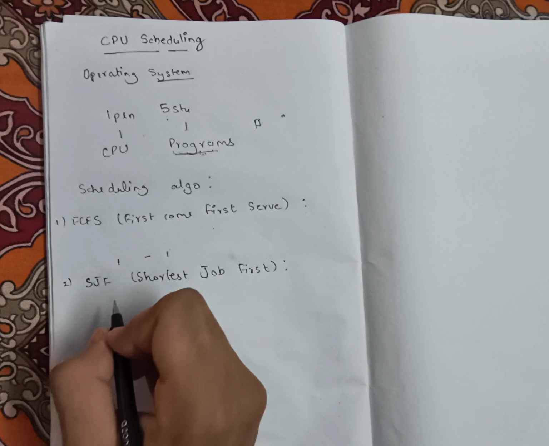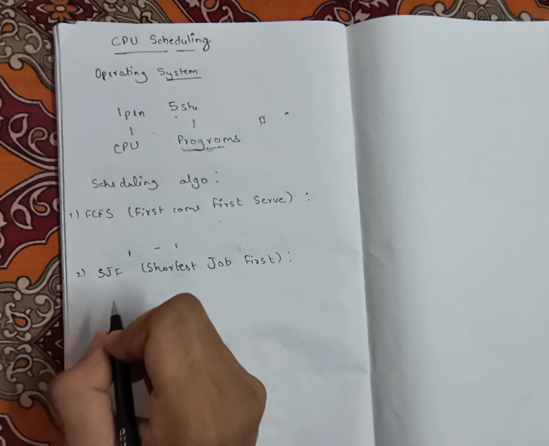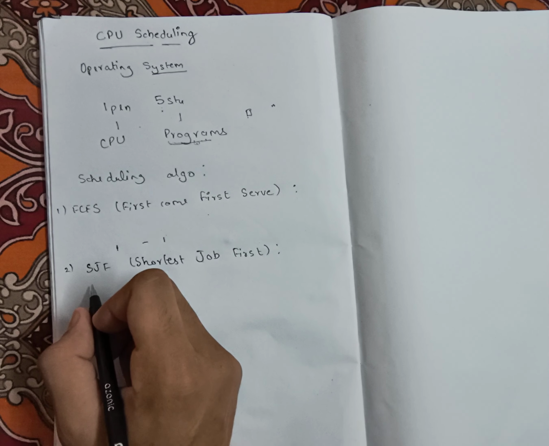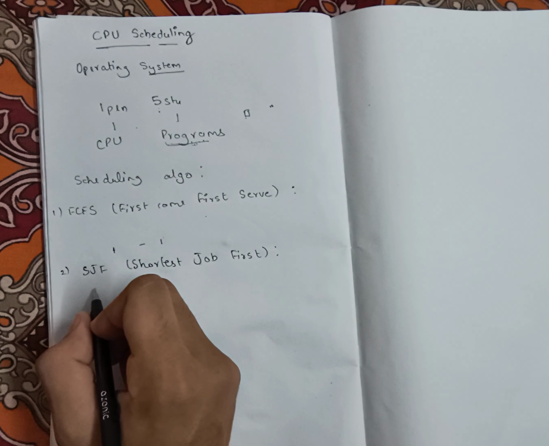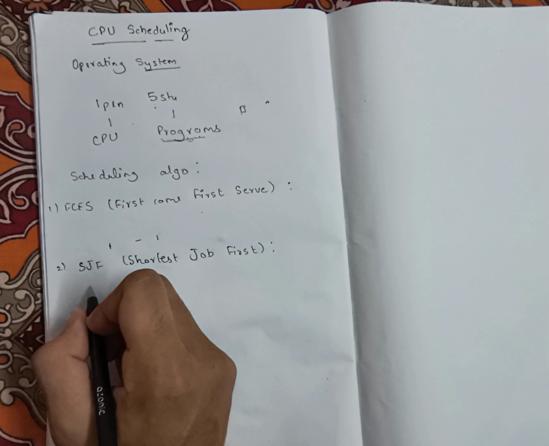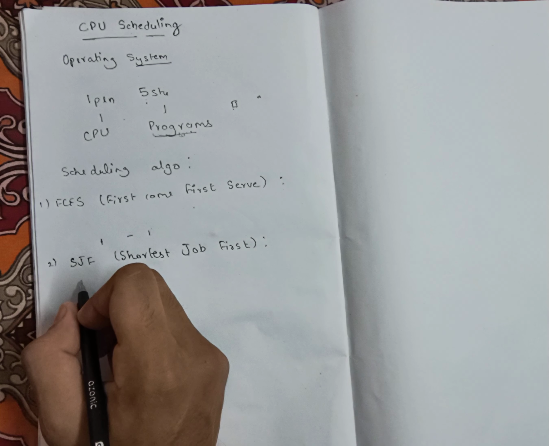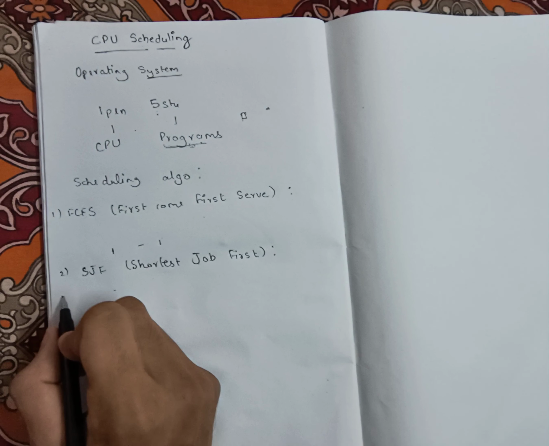The next one is shortest job first. It gives the CPU to processes according to their job time, meaning how long you have to hold the pen in the example, that is, how long you have to hold the CPU for your work. This minimizes the average waiting time and it is very helpful.